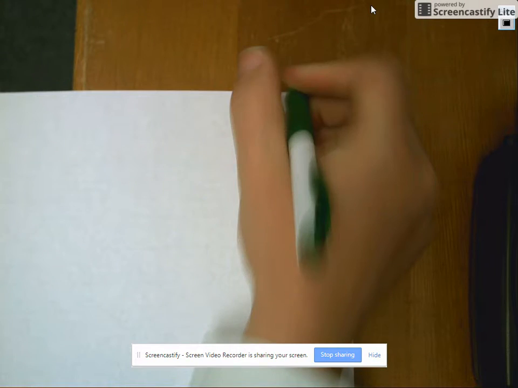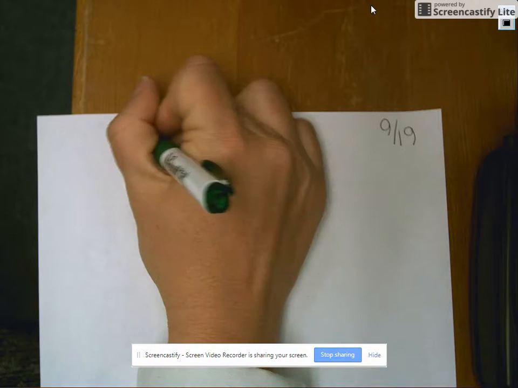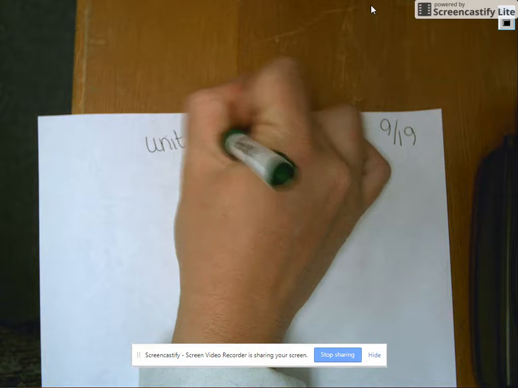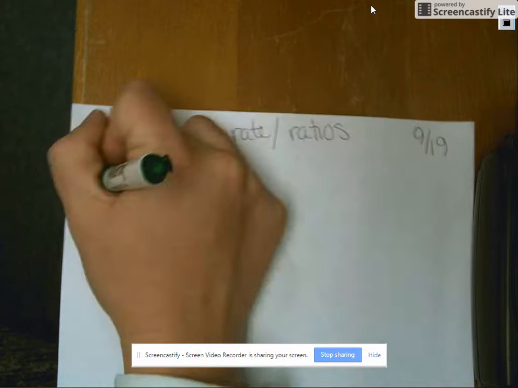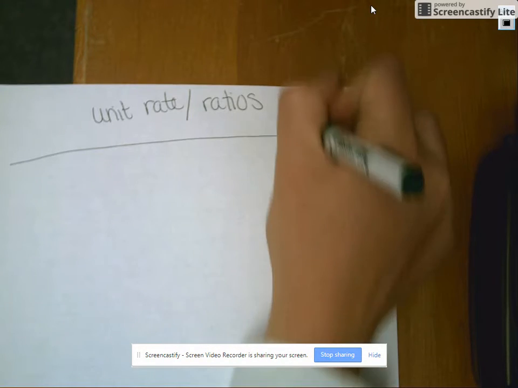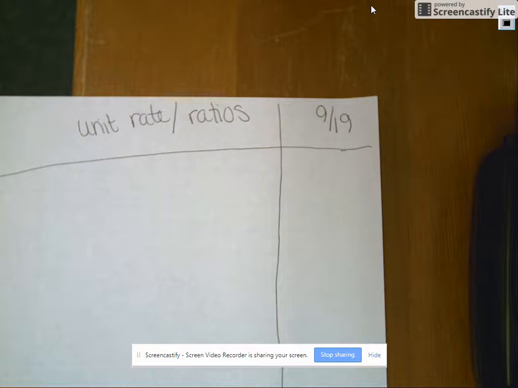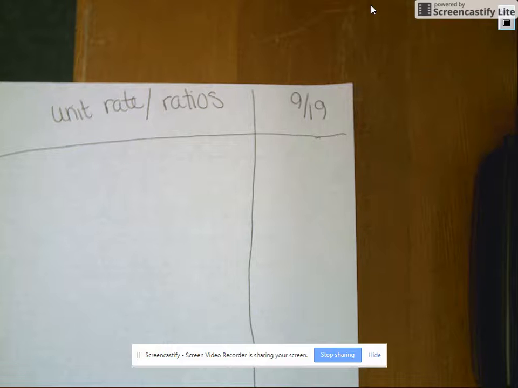Today is 9/19, and of course this is unit rate and ratios. Okay. And remember from yesterday, this is an essential skill, so please make sure that you play the games or watch the videos if there's any questions or if you're not sure if you're doing it right, okay? Because this is a part of that 60%.